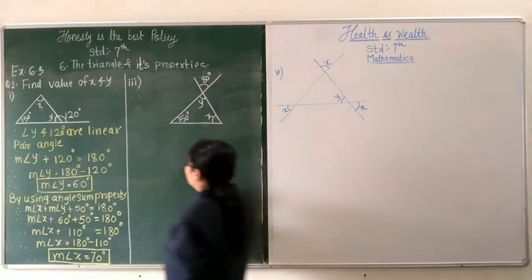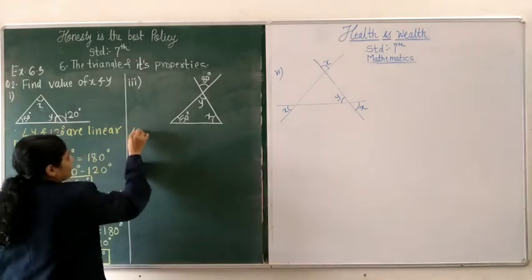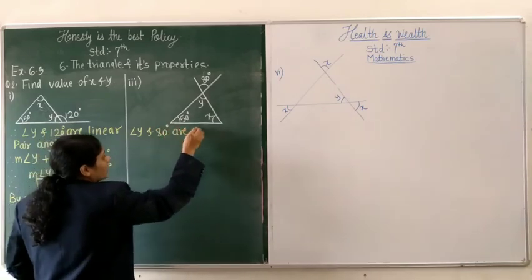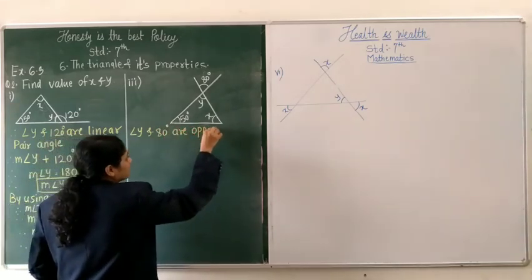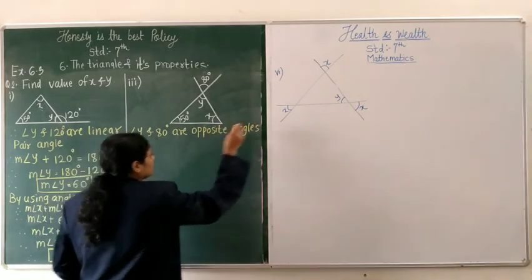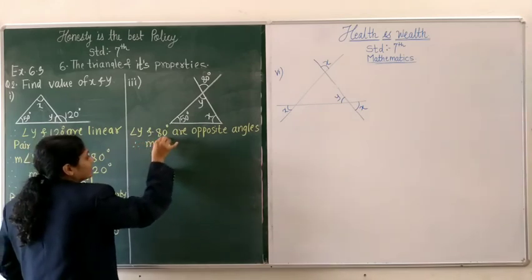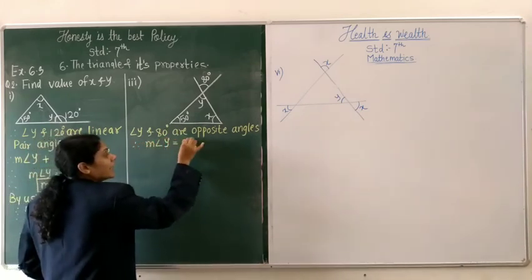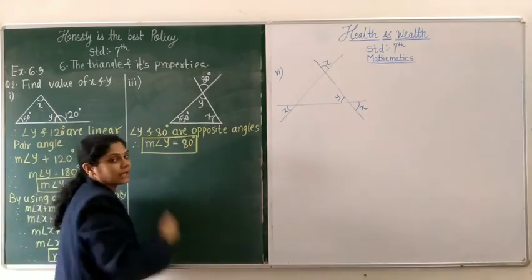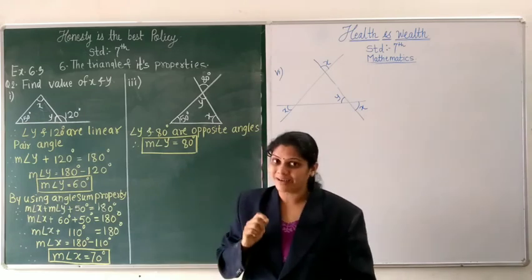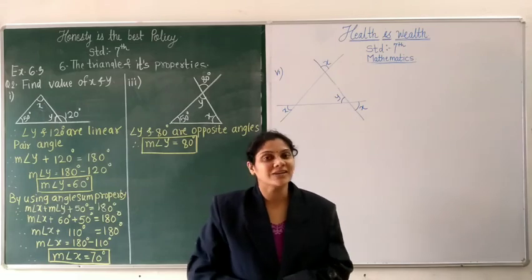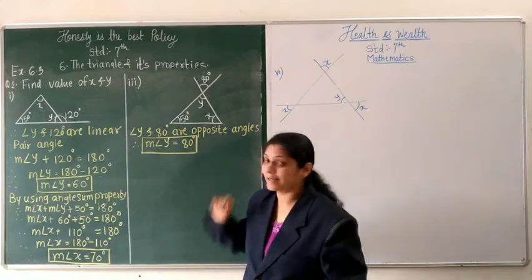And we know that the opposite angles are always equal in measurement. Okay. So now we will write here, look at it. Angle y and 80 degrees are opposite angles. Therefore, measure of angle y is equal to 80 degrees. So this is the value of y. Okay. Now we have to find out the value of x, which is an interior angle of the triangle. So by using the angle sum property, we can find out the measure of angle x.